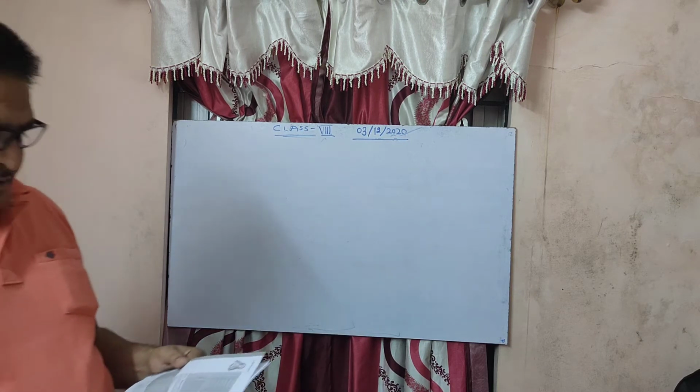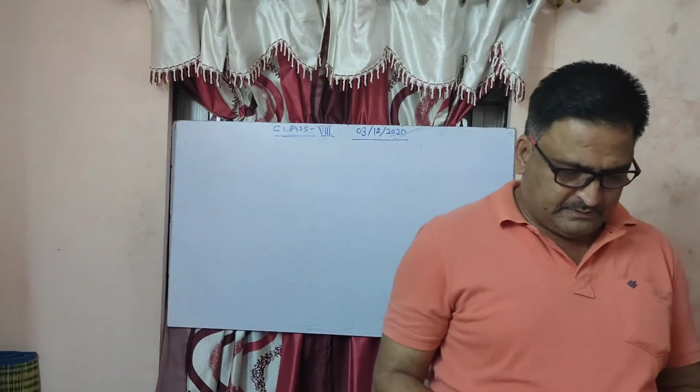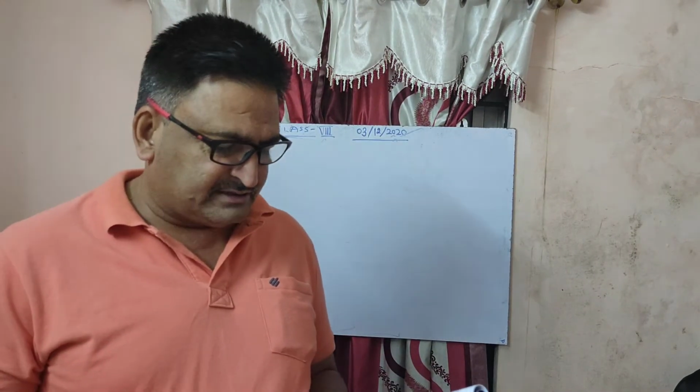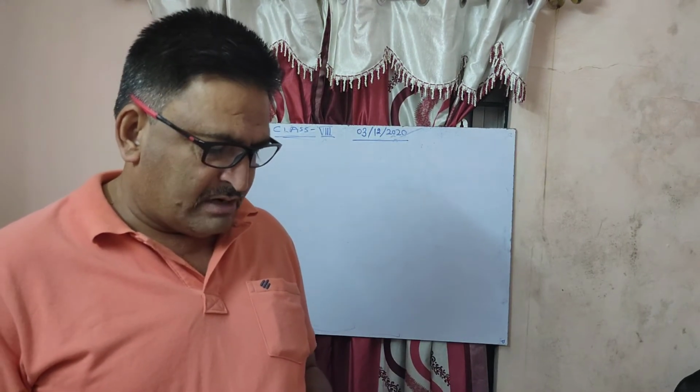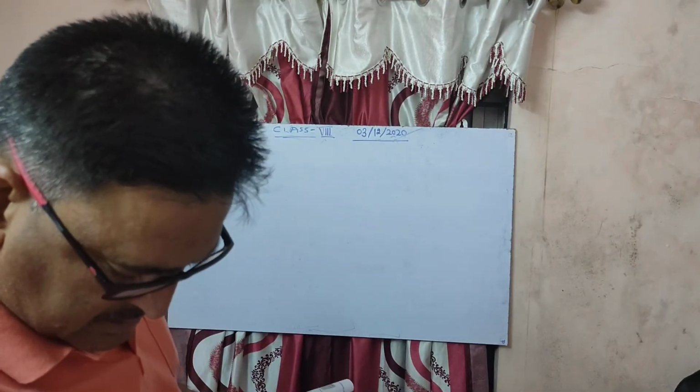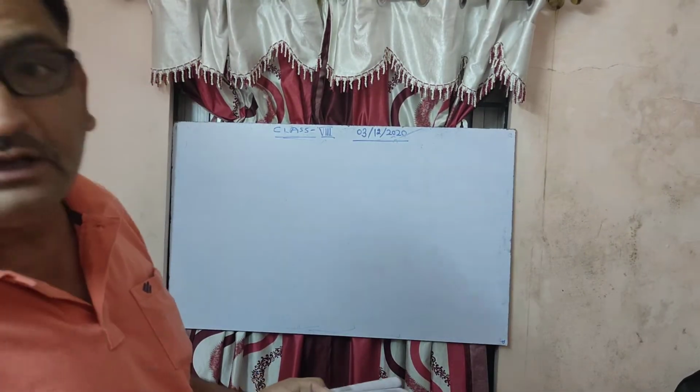Now, in your state book, there is a question on page number 21. In that, the question is, try these. Study the following frequency distribution table and answer the questions given below. Okay, now let us try to solve this question.